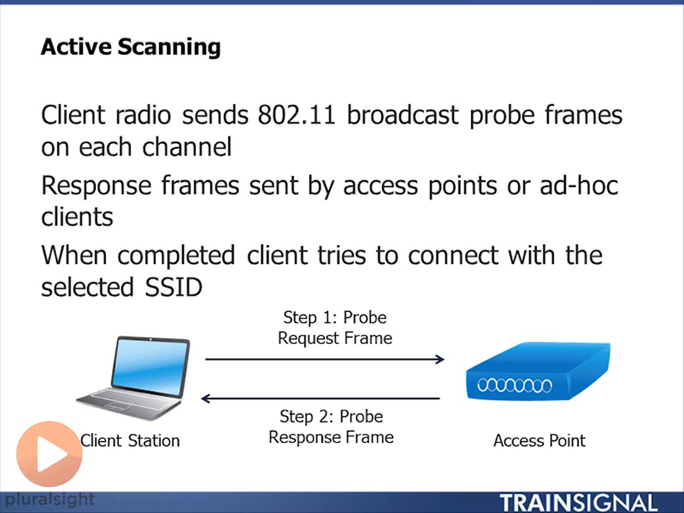The advantage of doing a probe request as opposed to listening to the beacon is simply the fact that I'm not waiting to listen for the beacon. So I can go to channel 1 immediately and then send my probe request and get a response back. Then go to channel 2. Then go to channel 3. So it's much quicker if I'm in active scanning.